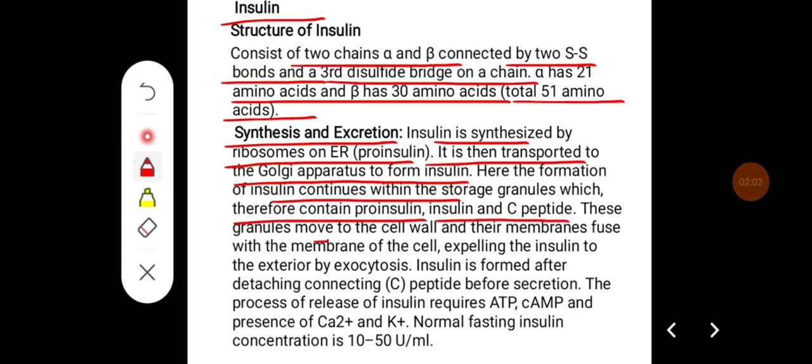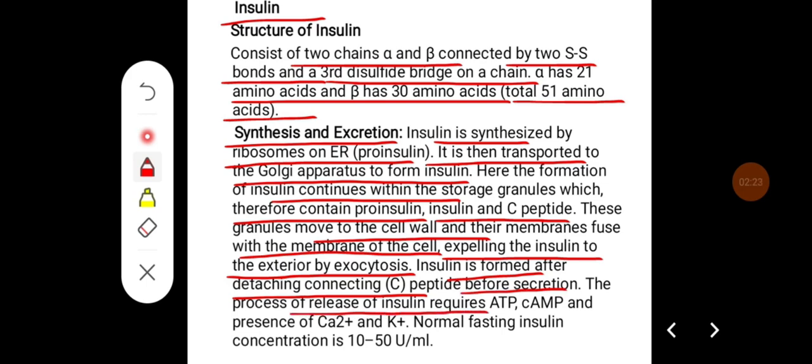These granules move to the cell wall and their membranes fuse with the membrane of the cell, expelling the insulin to the exterior by exocytosis. Insulin is formed after detaching the connecting peptide, that is peptide C, before secretion. The process of release of insulin requires ATP, cyclic AMP, and the presence of calcium and potassium. The normal fasting insulin concentration is around 10 to 15 units per ml.